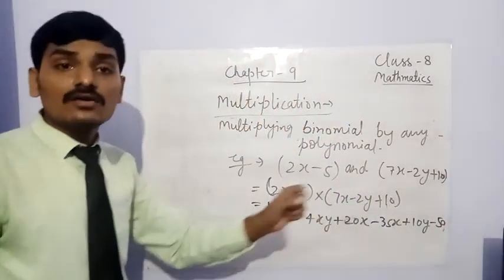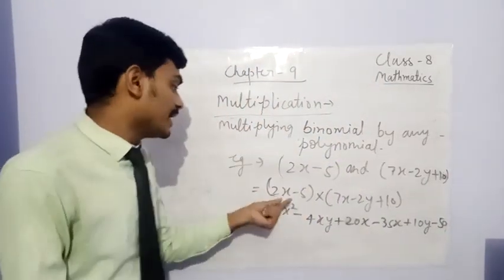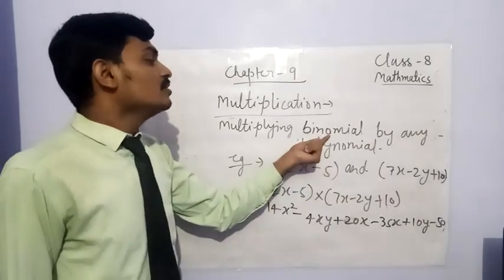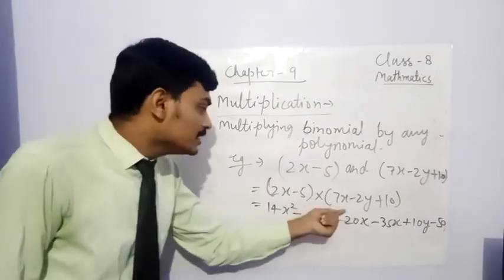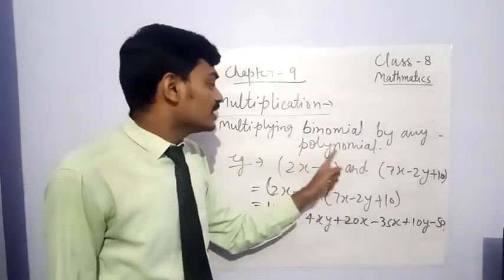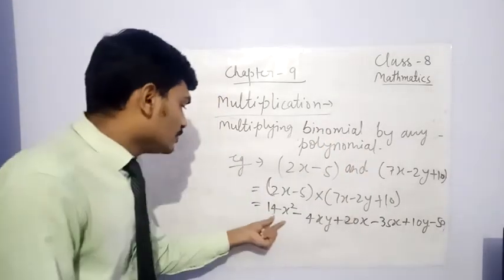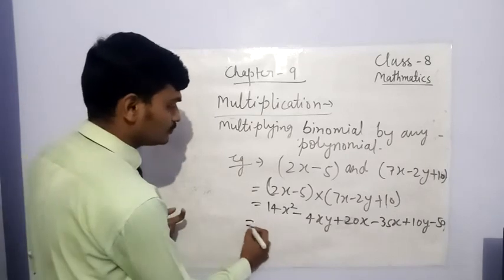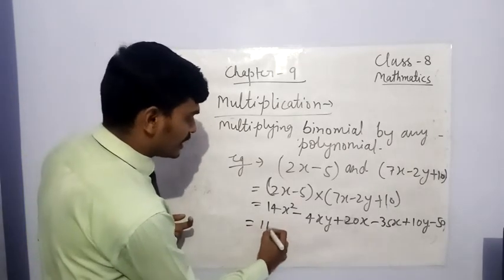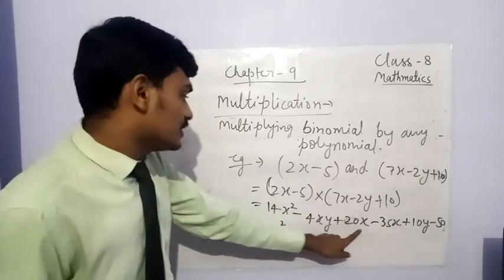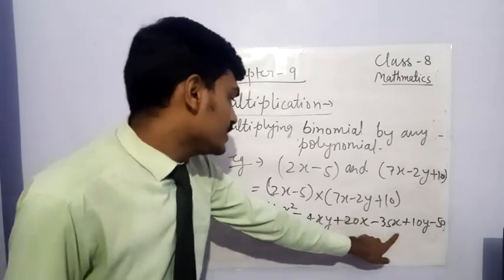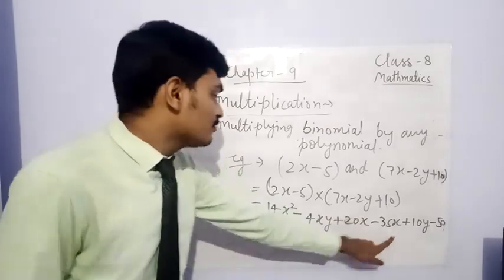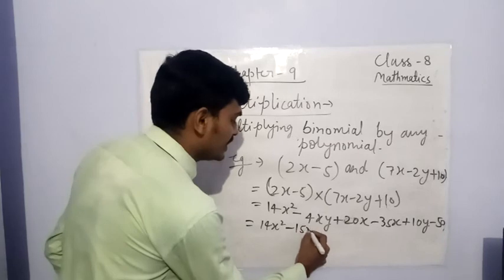So this is the rule. You have to multiply all the terms of the binomial by all the terms of the other polynomial. Now place all the like terms together. This is 14x square. This is 20x minus 35x. This will be minus 15x.